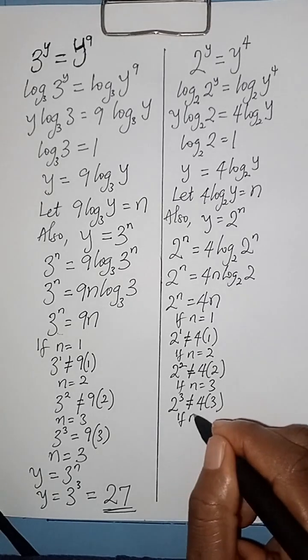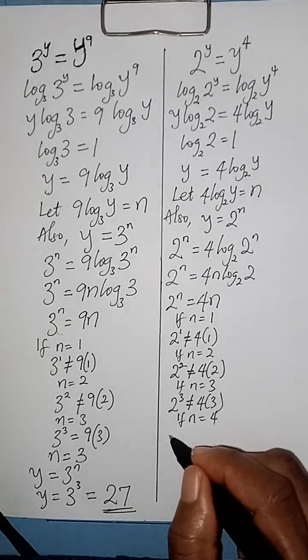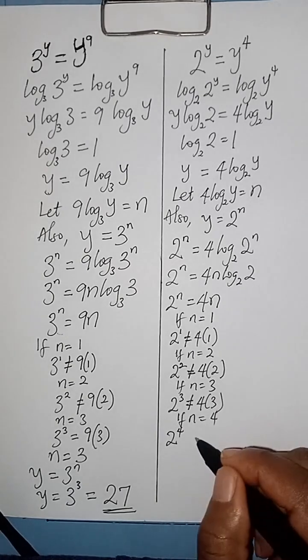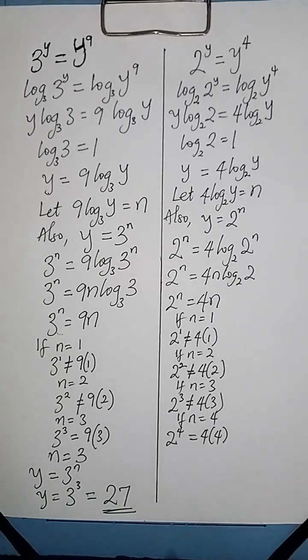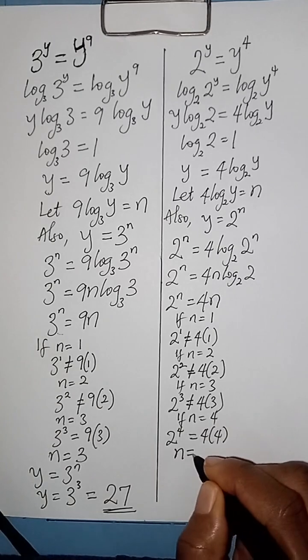So if n is equal to 4, let's see if it's going to give us 2 raised to power 4 equals 4 multiplied by 4. 2 raised to power 4 is 2 times 2 times 2 times 2, 4 times. That's 16. And then the right-hand side of the equation, 4 times 4 is 16. So that's what we're looking for. So here, n is equal to 4.